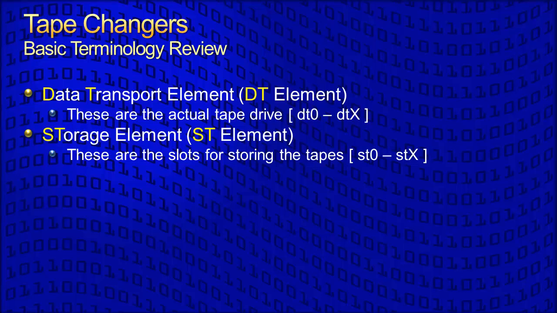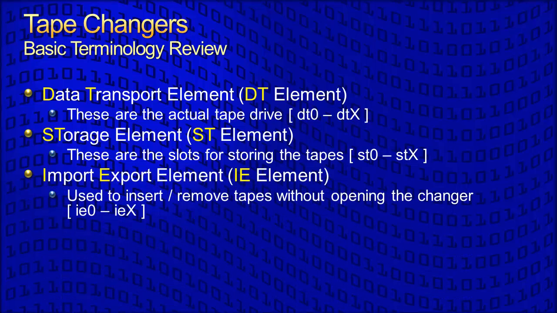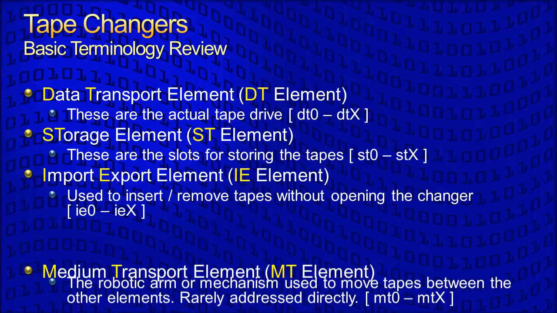In most normal instances, it is possible to move a tape directly back and forth between slots and tape drives. In other words, ST and DT elements. These are usually the only element types that you'll need to work with. Some devices have an IE element. The import-export element is used on larger libraries to insert or remove tapes without opening the door or doors.